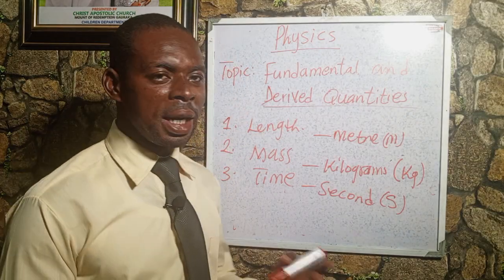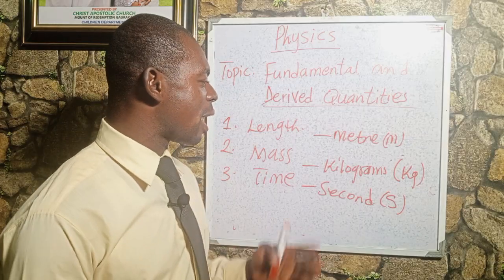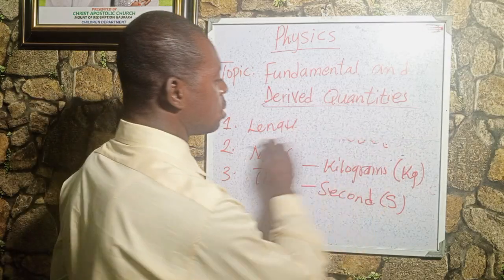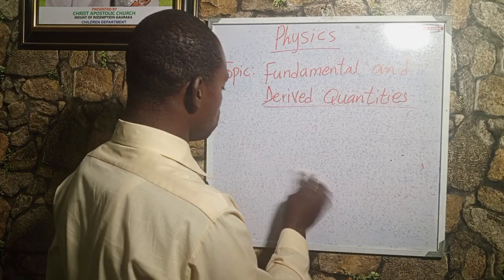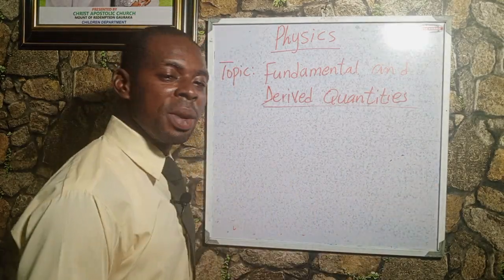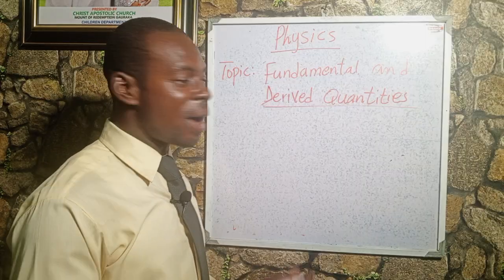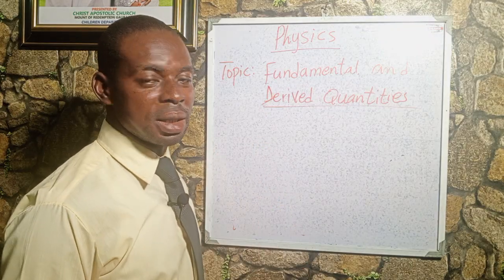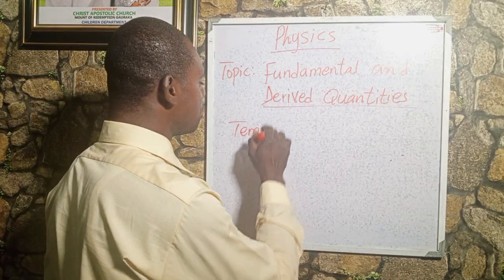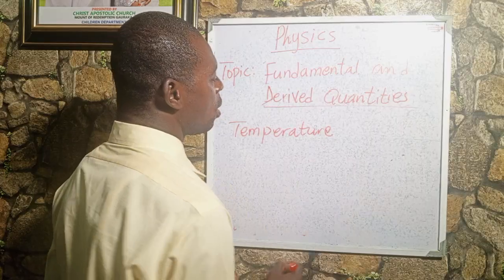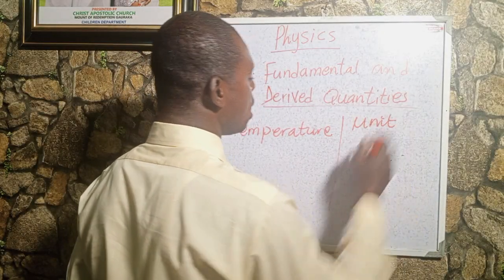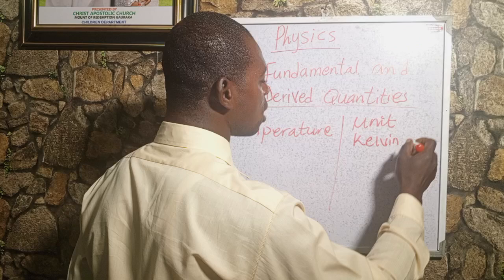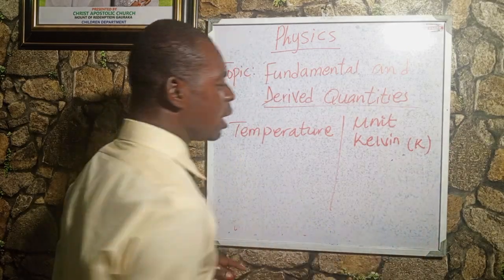So to go a little bit further, let's look at some other fundamental quantities and their units. Those quantities that cannot be derived, that can stand on their own, apart from the ones we have just listed: the length, the time, and the mass. There are other fundamental quantities. For example, we have temperature. Temperature is measured in Kelvin, K.